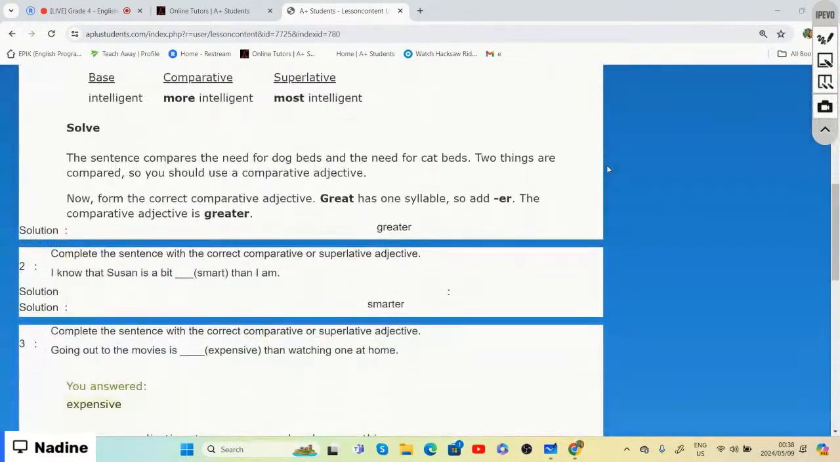Let's do two more. I know that Susan is a bit smart than I am. So Susan is being compared to me, for example. So do we say that Susan is a bit smarter than I am, or Susan is a bit smartest than I am? Smarter or smartest than I am?